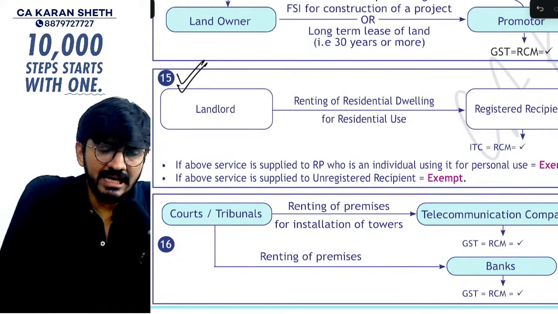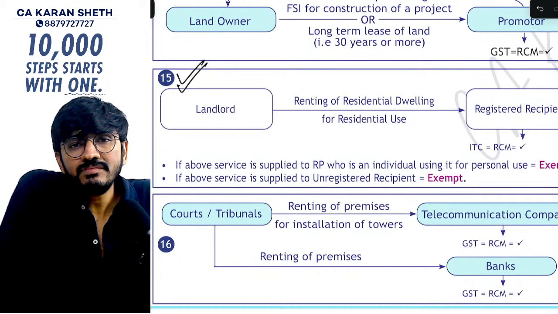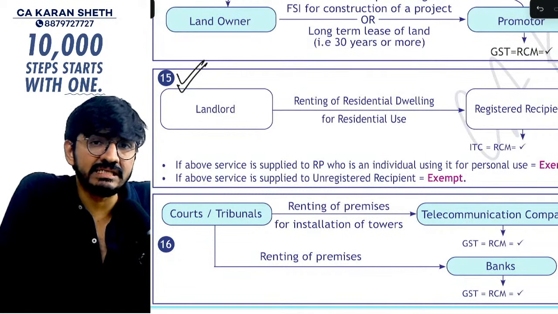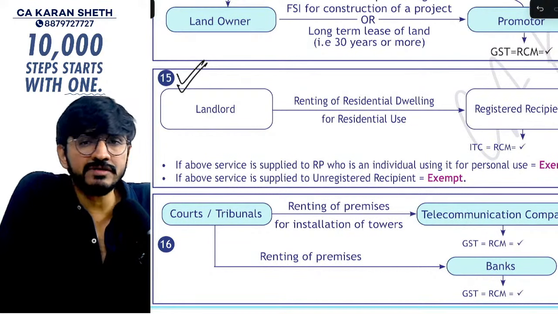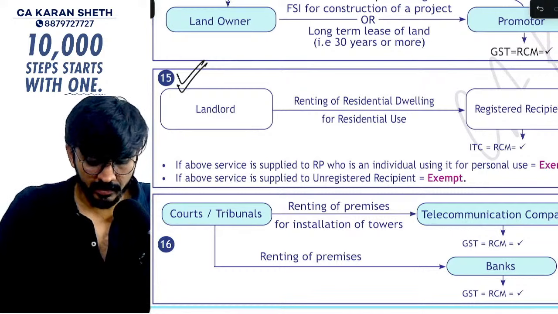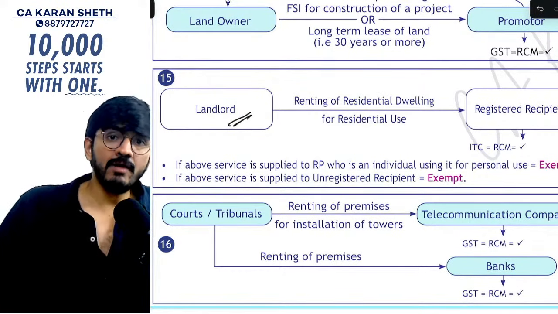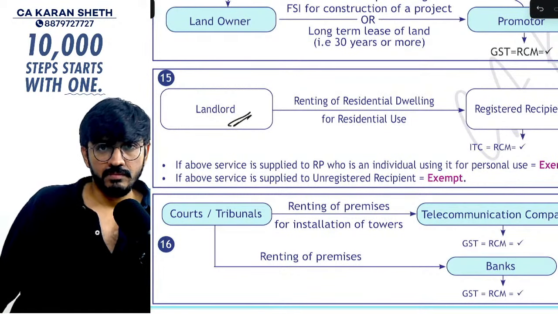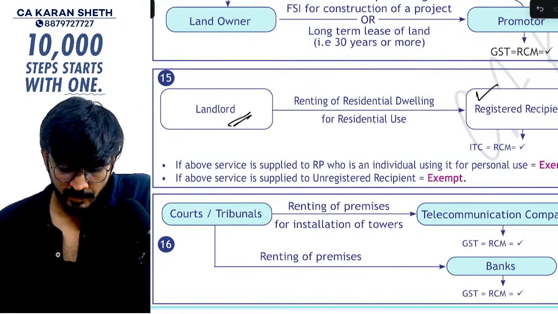I'll tell you why. There is a solid reason behind it, because understand that these residential premises can be of a lot of old age people or housewives, someone like that. So it will basically be of some individual. So the government again did not want to put the compliance on the landlord, and the government said if the recipient is a registered person, I want it as per RCM. Very simple, right? So the registered recipient will pay tax as per RCM.